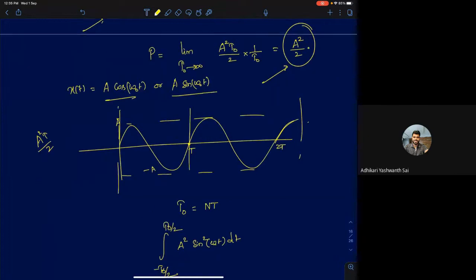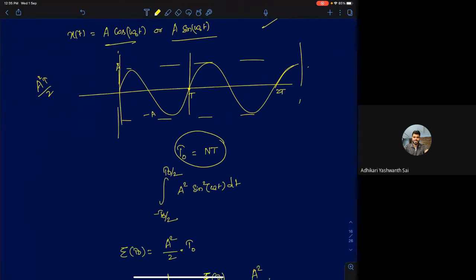Now let's define T naught as a multiple of T, nT. So if I compute this integral, A squared sine squared omega naught t dt, for nT seconds, where nT here is T naught, then I'll get this integral as A squared by 2 into nT, right? It's n times you're computing the same integral. So it will be n, A squared by 2 into T.